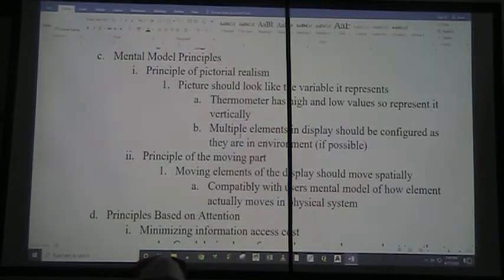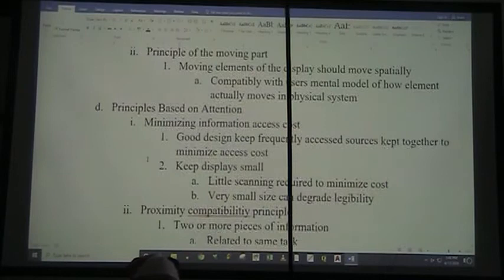Our multiple elements in our display should be configured the same way that they are in our environment, if we can. That may not be a realistic method of looking at things. The principle of the moving part. Our moving elements in the display should move spatially. And they should be compatible with our user's mental model of how the element actually moves in the system.